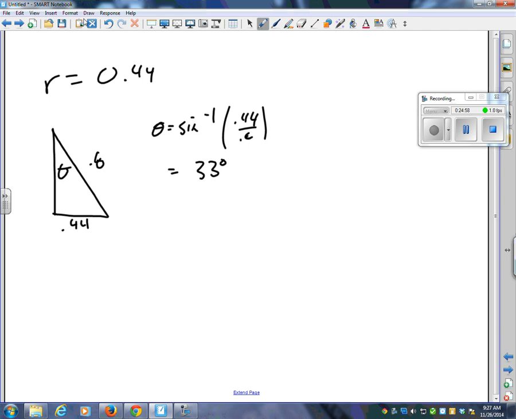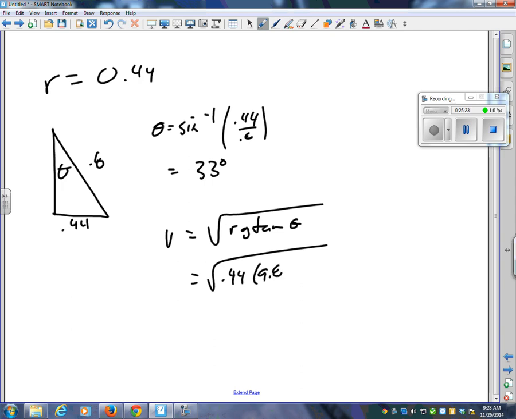Step 9: using the values for r and theta you determined in steps 7 and 8, compute the theoretical speed of the pig using the formula you derived for speed in steps 5 and 6. So our formula was v equals square root of r g tan theta. So our theoretical speed is going to be the radius 0.44 times gravity 9.8 times tan of 33. Okay?